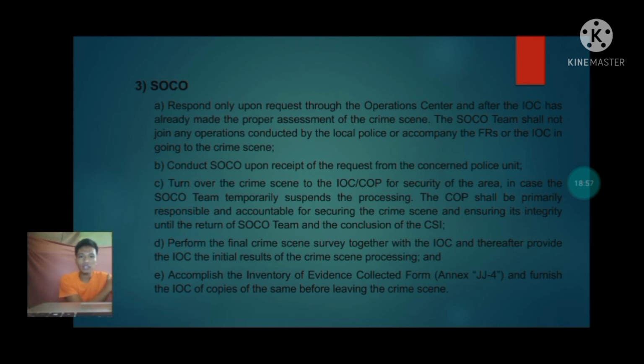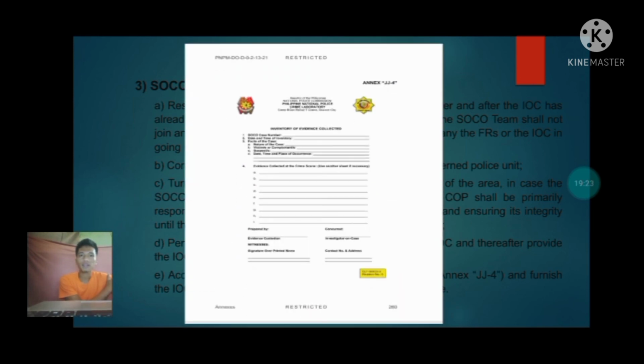Letter D is perform the final crime scene survey together with the IOC and thereafter provide the IOC the initial result of the crime scene processing and accomplish the inventory of evidence collected form and furnish the IOC copies of the same before leaving the crime scene. So this picture is a form of inventory of evidence collected.